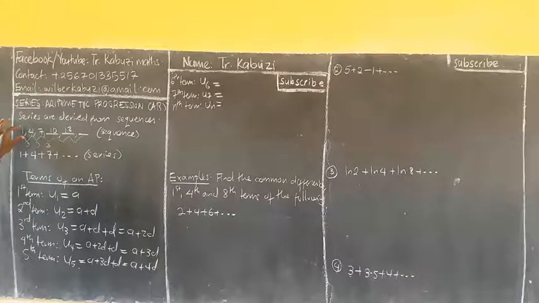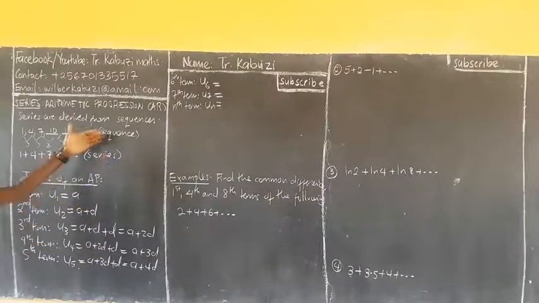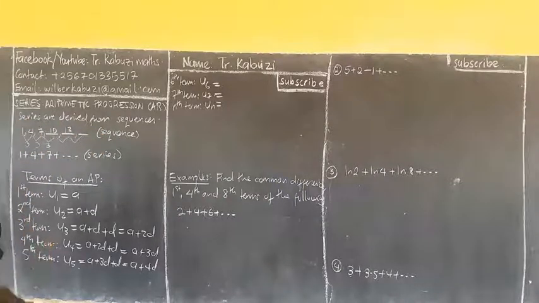Now, when you add the terms of this sequence, what you generate is what we call a series. So always, series are derived from sequences. How? When we add terms of a sequence, what we generate is a series. So when I add these terms, I have this, and this is what we call a series.